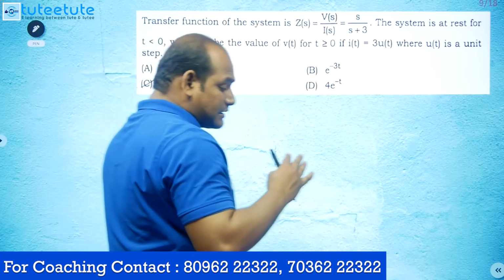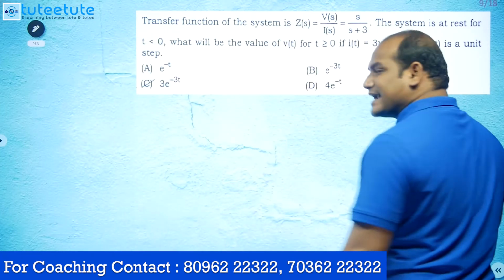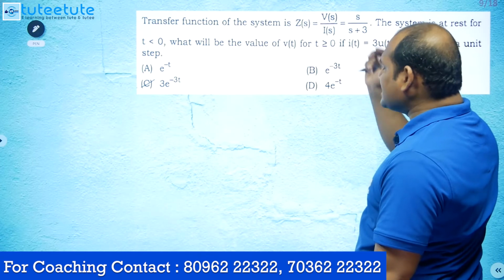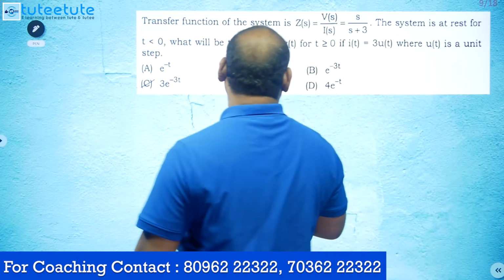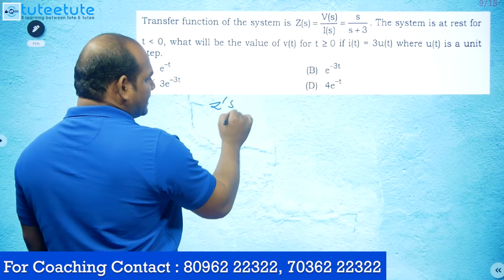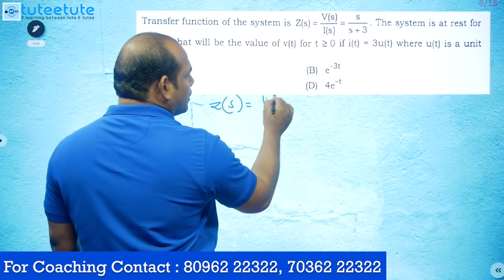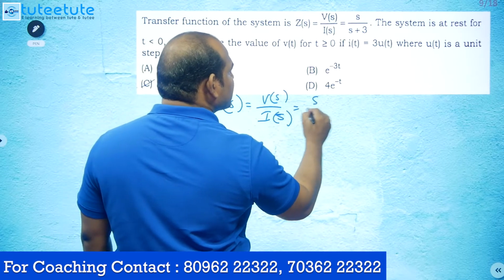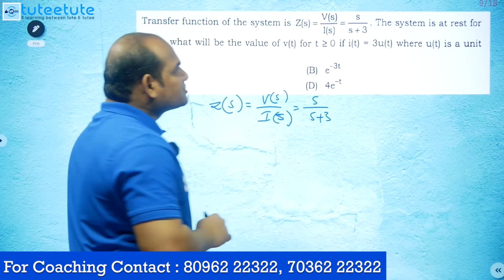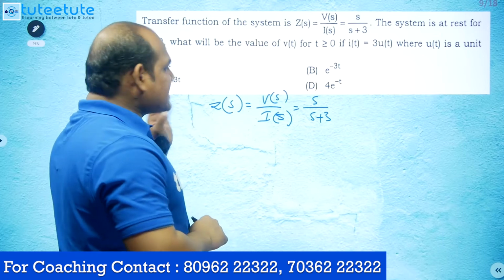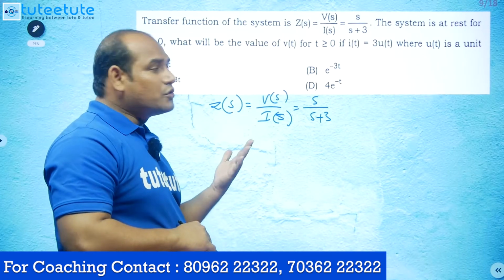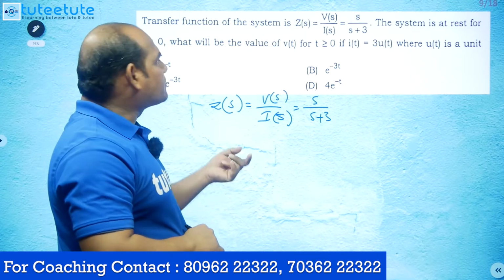Next, the transfer function of the system is Z of s, that is equal to V of s by I of s, that is equal to s by s plus 3. So I am writing that one, Z of s is equal to V of s by I of s is equal to s by s plus 3. The system is at rest for t less than 0. That means the previous values for t equal to 0 are 0. Okay, the system is at rest.